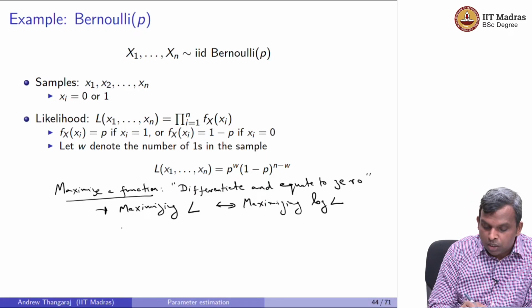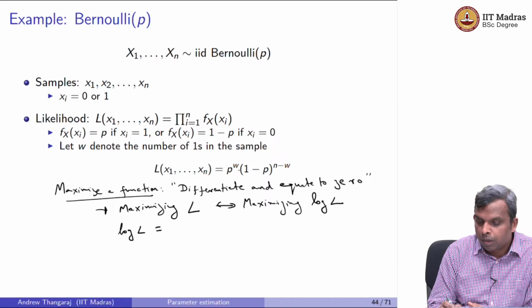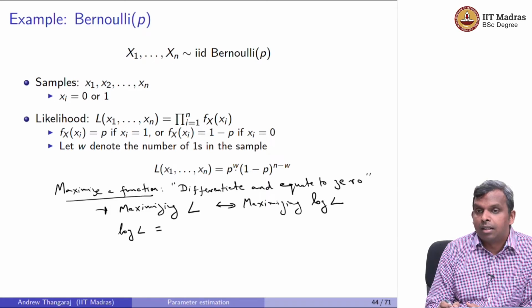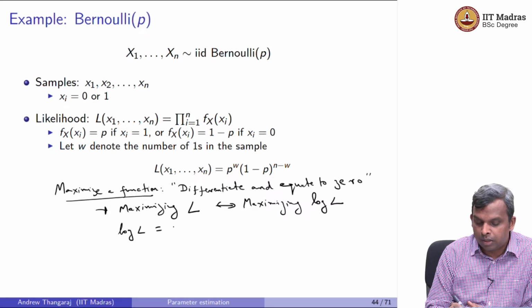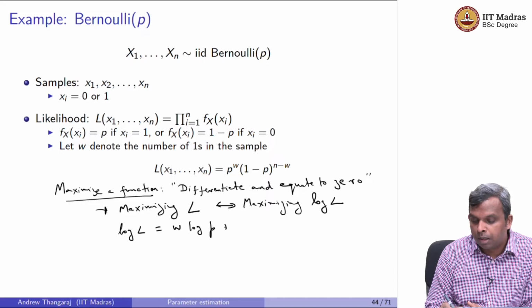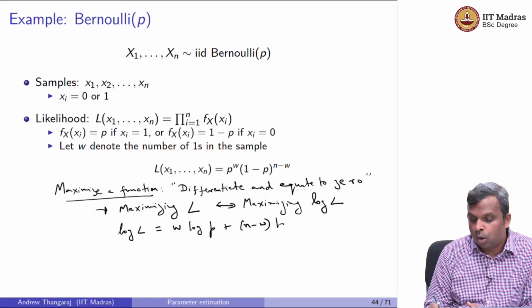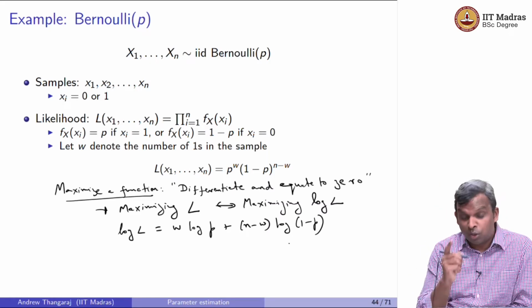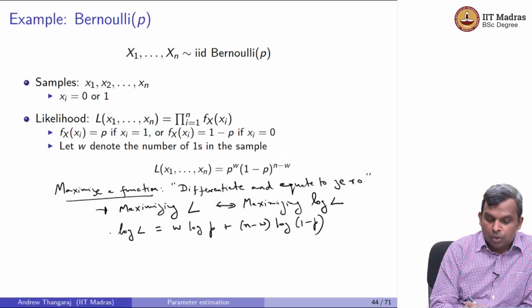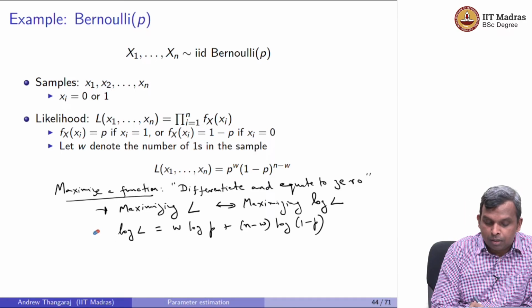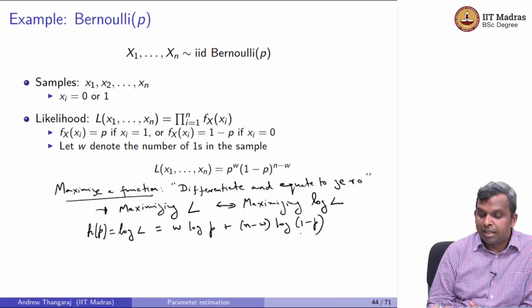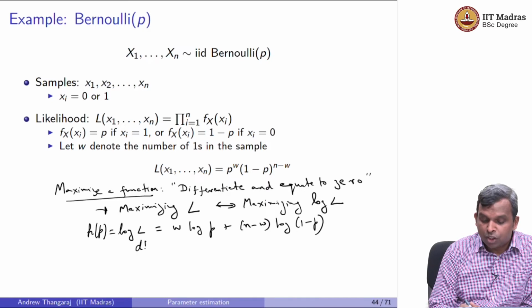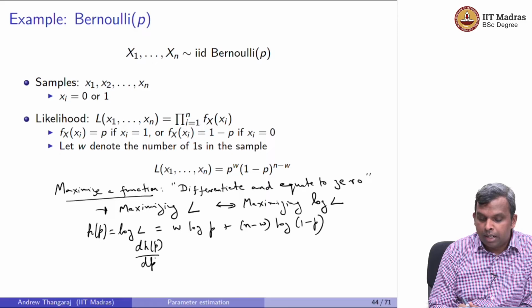Why is that? Notice, what is log L here? Log of a product can be written as a sum of the logarithms of the individual terms. So in this case, this will end up being W log P plus (n minus W) log (1 minus P). How nice is this expression looking? You will know when you want to differentiate it. Let's call this function H of P. Now I want to maximize this H of P, so I will differentiate H of P with respect to P and equate it to 0.